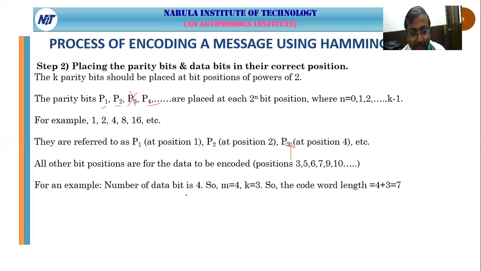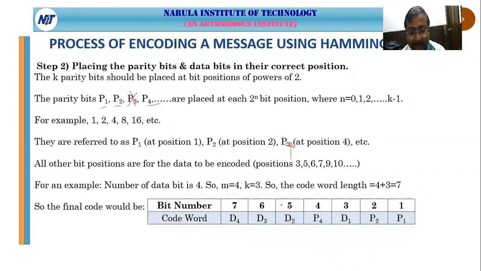So if the number of message bits is 4, M is equal to 4, K is equal to 3, then the total code word length is 4 plus 3 equal to 7. So then we will write like this. Total 7 bit positions in my Hamming code. So we write P1 when n is equal to 0, 2 to the power of n is equal to 1, that means P2. At the third position it is not P, it is represented by D, the message bit, the first message bit, LSB. So that is D1, D2, D3 and D4.